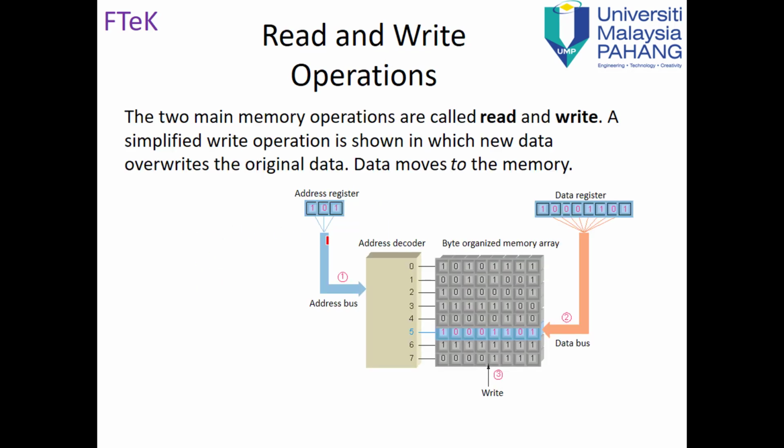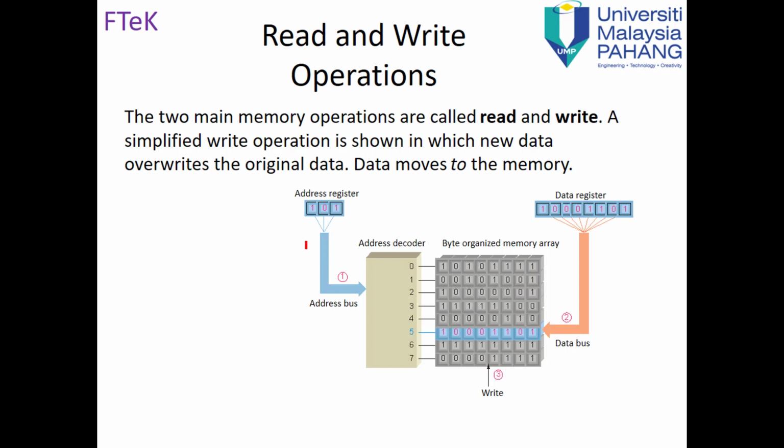Now, everything is 1 and 0. So when we save things inside the memory, we save 1 and 0. We need to put read and write data using what's called the data register. There is what's called the address register to decide which bulk of memory we are going to write in. So the two main memory operations are called read and write.